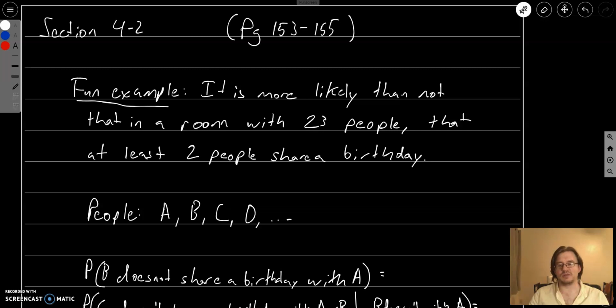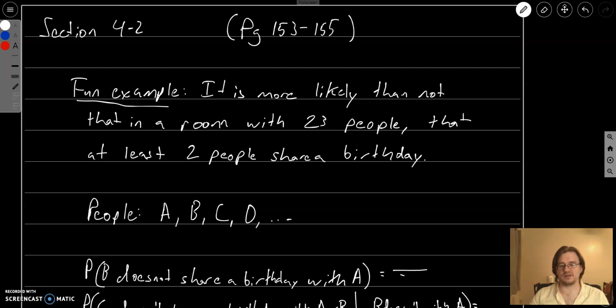Let's call our people A, B, C, D, all the way up through, I believe W is the 23rd letter, just so that we can keep them straight. So person A has a birthday. Okay, that's a given. And then we're going to calculate the probability that B does not share a birthday with A. Well, A will have a birthday on some day of the year, but B needs to not share that birthday.